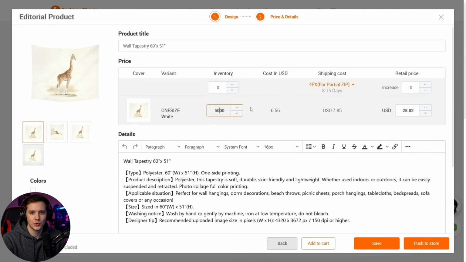So if a product costs you around $15 to produce, you can sell it for $40 or more, depending on your branding and positioning. Now think about this strategically.